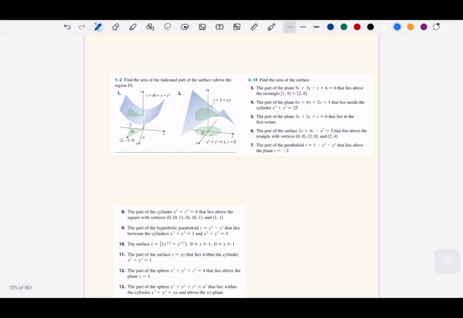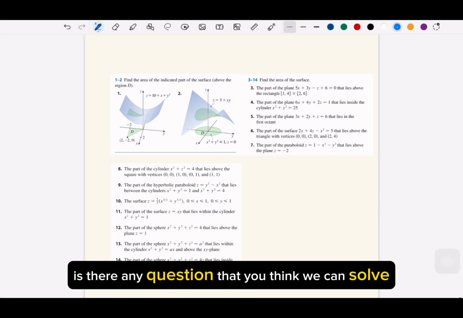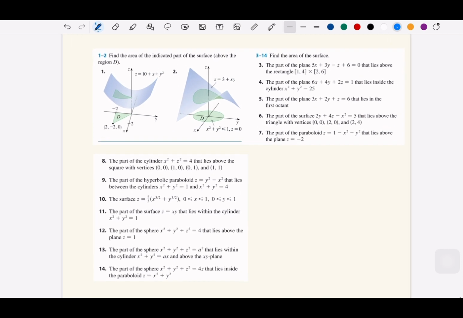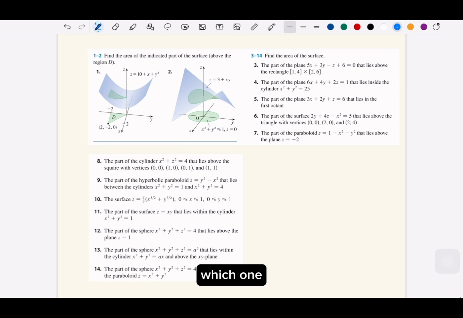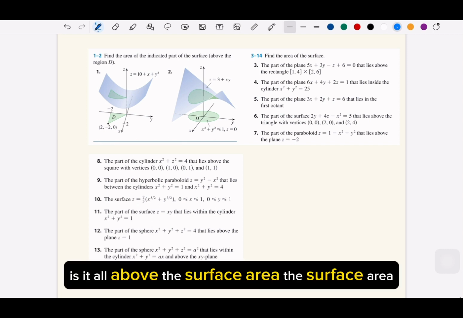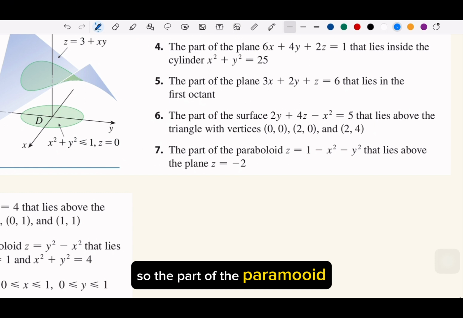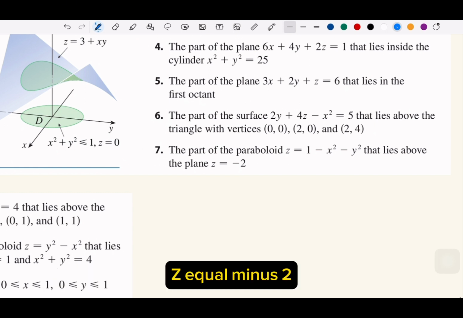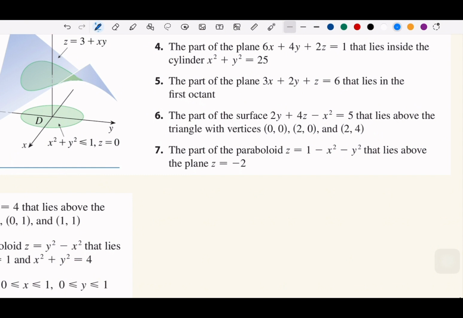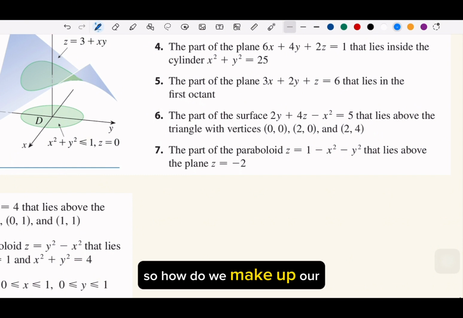Okay, maybe from here. Is there any question that you think we can solve? Which one? This is all about the surface area. Seven is here. Okay. So the part of the paraboloid 1 minus x squared minus y squared lies above the plane z equal minus 2. So z equal minus 2 will be the bottom part.